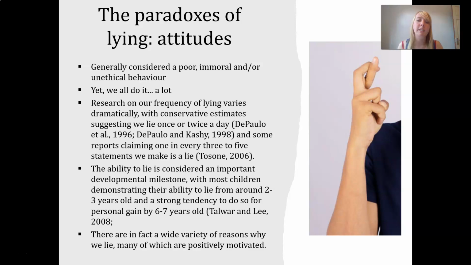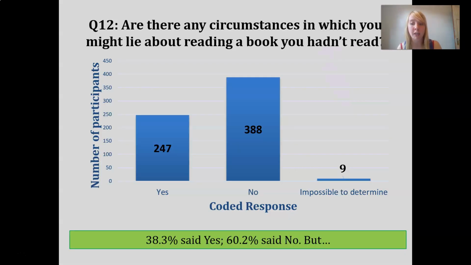It's also something which is considered a really important developmental milestone, with most children demonstrating their ability to lie from the ages of around 2 to 3, and most children showing a strong preference for lying, in particular if they stand to gain something from it, by the ages of around 6 or 7. And actually, when we look at this, we do not have people who work in nurseries throwing up their hands talking about the immorality of the youth, because there are all sorts of reasons why we lie, many of which are actually quite positively motivated.